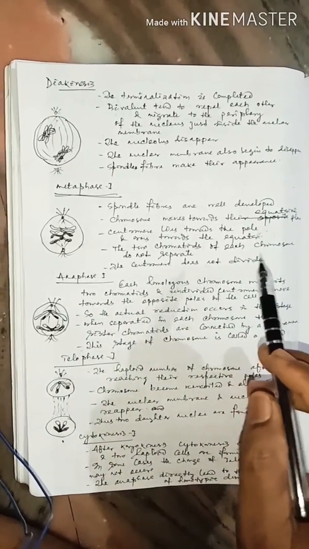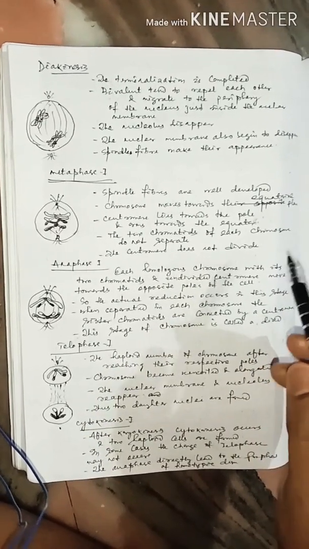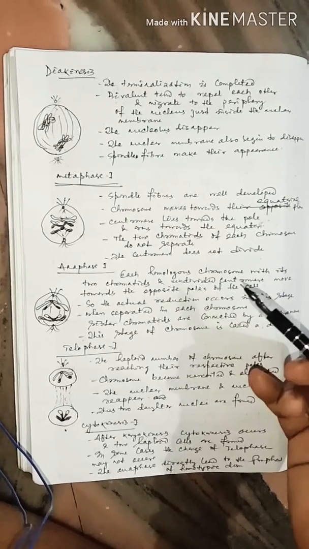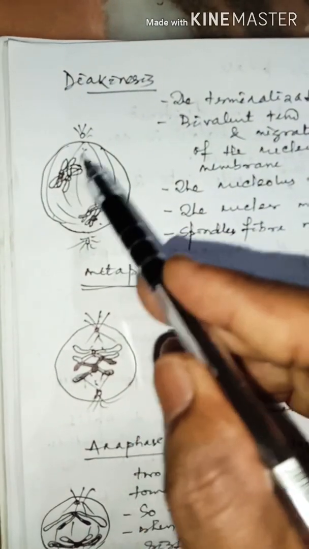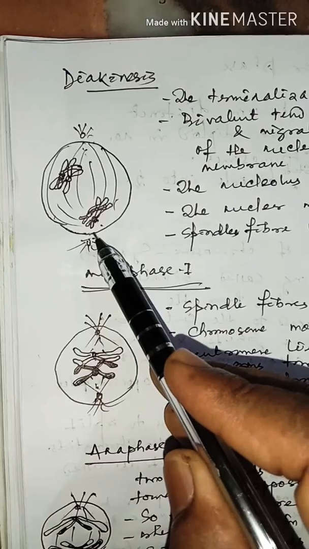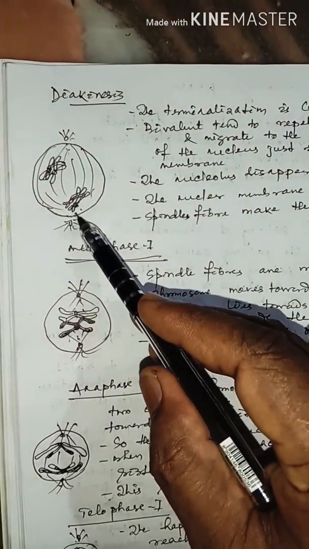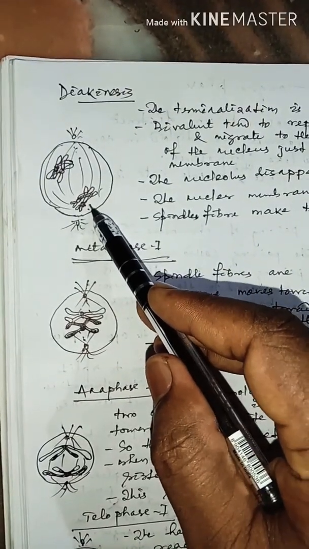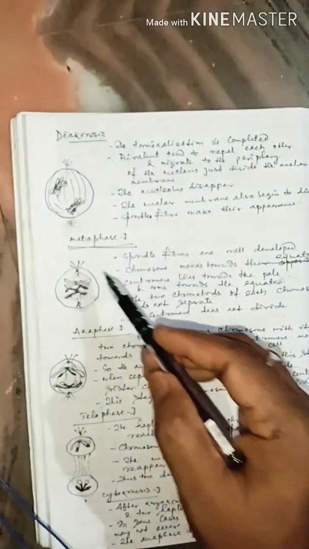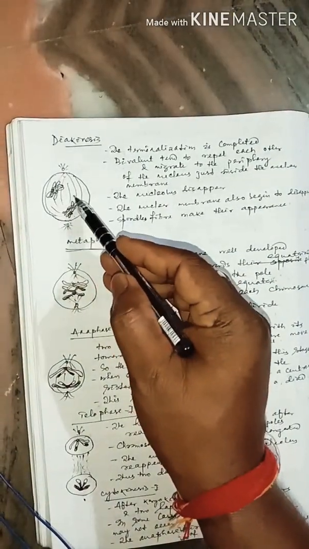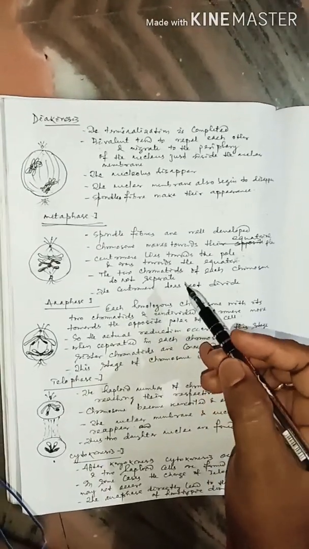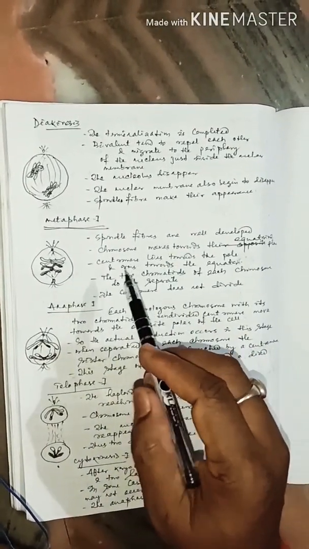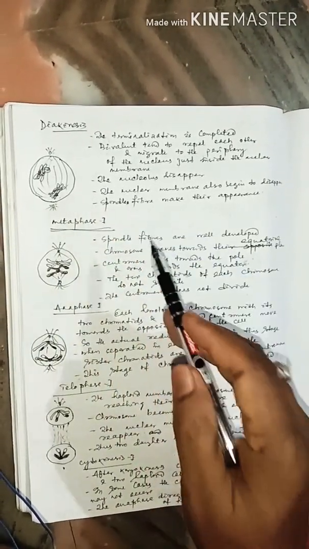So bivalents tend to repel each other and migrate to the periphery of the nucleus, just inside the nuclear membrane. The nucleolus starts to disappear. Here they repel each other and travel towards the opposite poles. One chromosome lies at one pole and another lies at the other pole. And the nucleolus starts to disappear in this diagram. The nuclear membrane also begins to disappear, and the spindle fibers are formed from the centrioles that remain present on two different poles. So spindle fibers make their appearance at the end of prophase 1, that is the substage diakinesis.